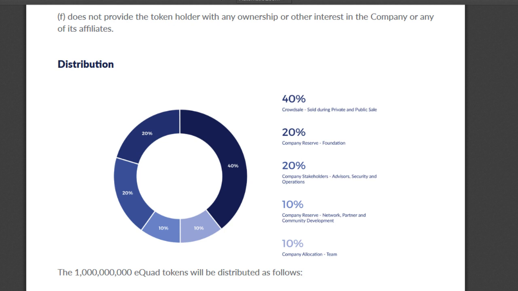Distribution: 40% to crowd sale, 20% to the company reserve, 20% to stakeholders, 10% company reserve for network partners and community development, and 10% going to the team.